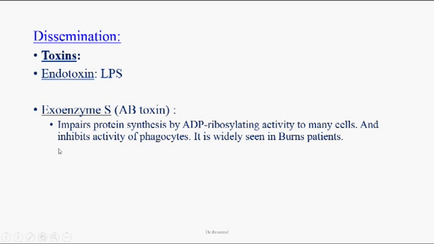Exoenzyme S, which is an A and B type of toxin, and this exoenzyme S impairs protein synthesis by ADP ribosylation of many cells, and it inhibits the phagocytotic activity. Especially this exoenzyme S is widely seen in burns patients, widely secreted from this organism, especially in burns patients.